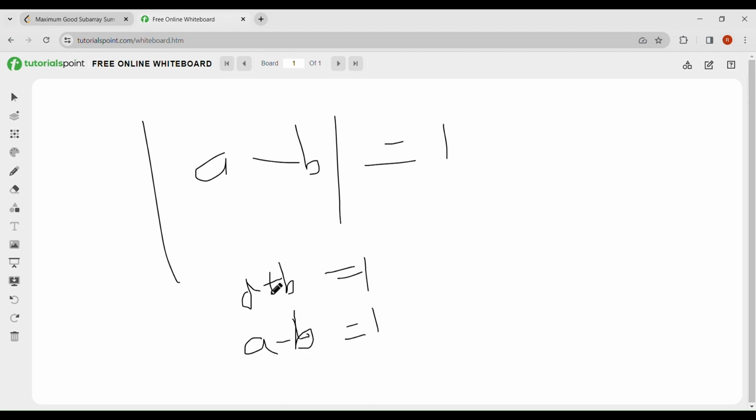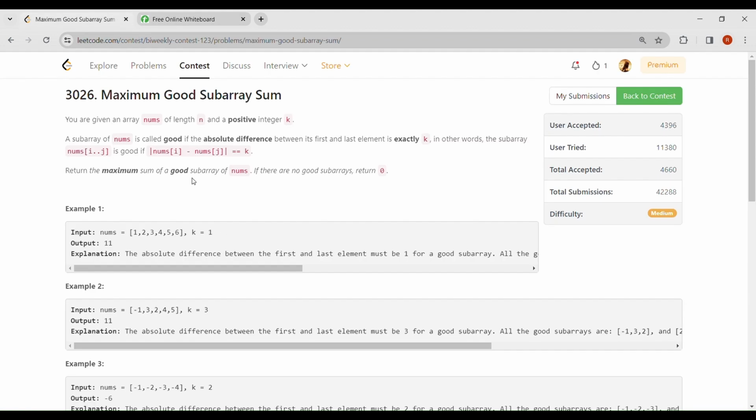Suppose a's value is 2, sorry, we will take 2 here, because 0 will not give a proper answer. So with a equal to 2, b equals -1 or 1. So there are two possible conditions of b, -1 and 1. We will check both the conditions, and here we will use mapping.